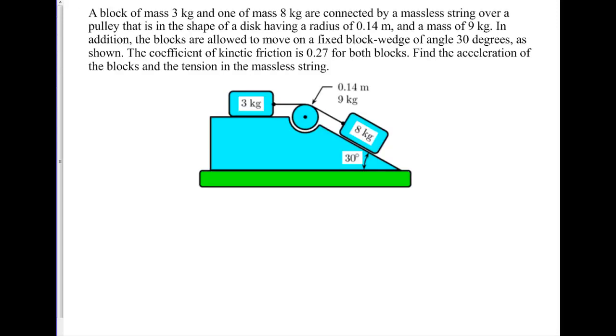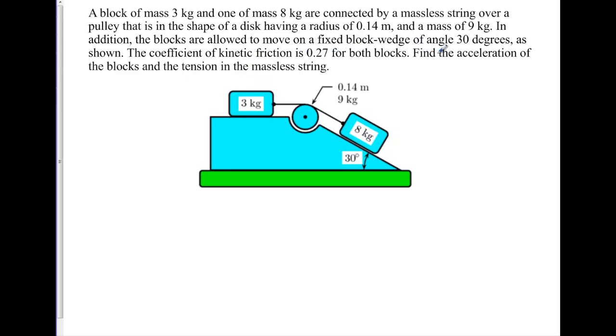What we have here is a block of mass 3 kilograms and one of mass 8 kilograms connected with a massless string over a pulley that is the shape of a disc that has a radius of 0.14 meters and has a mass of 9 kilograms. In addition, the blocks are allowed to move on a fixed wedge of angle 30 degrees as shown. The coefficient of kinetic friction is 0.27.